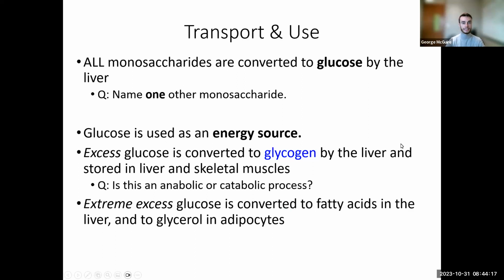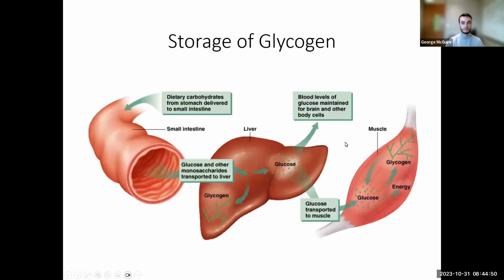Any extreme excess of glucose, rather than being stored as glycogen, is going to be converted into fatty acids, which can then be stored in our adipose tissue. Okay? So a majority of the glucose that we get from our food is going to be absorbed by the cells throughout our body to be used to do work. Any excess will be stored as glycogen. Any extreme excess, so we have more glucose than we need to build up our storage of glucose, will then be converted into fatty acids and stored as fat in our adipose tissue.